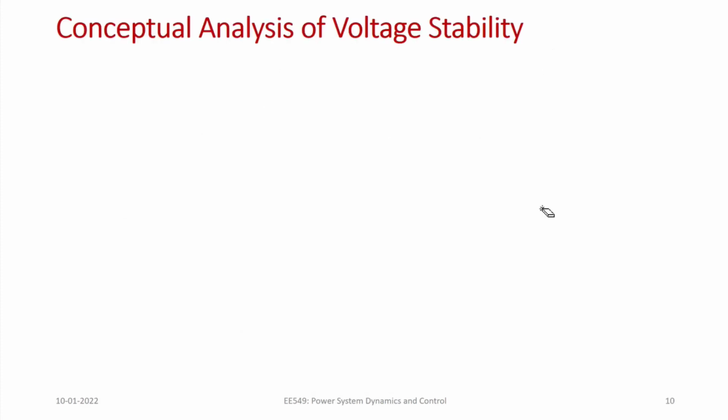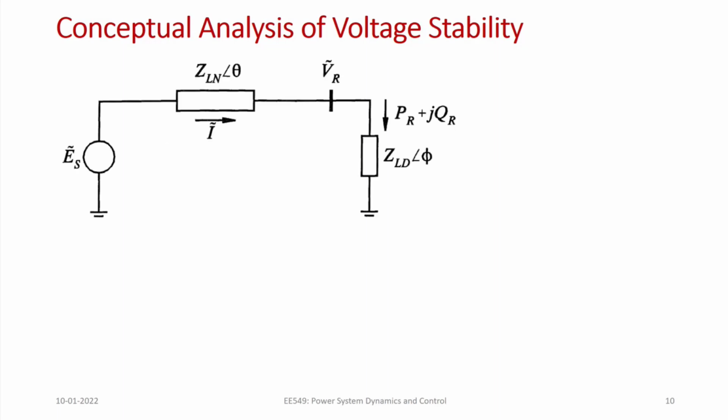So let us talk a little bit about the conceptual analysis of voltage stability. A little bit we can discuss, then further Professor Siva Subramanian will talk about this more elaborately. We'll consider here a single machine system which is connected to a load. Your load is ZLD, and the power delivered to the load is PR plus jQR, and the terminal voltage is VR. And the transmission line impedance is ZLN.